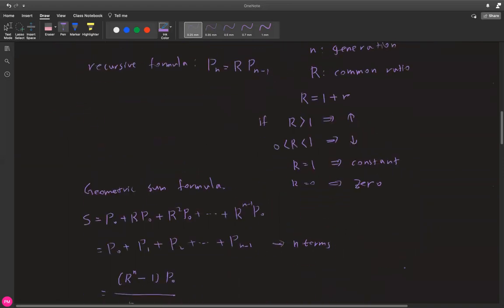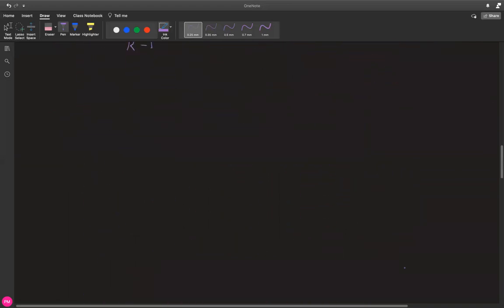So let's now go over chapter 10. Chapter 10 was financial mathematics. And here we actually used a lot of the techniques that we learned in chapter 9 as well. So 10.1 was percentages.